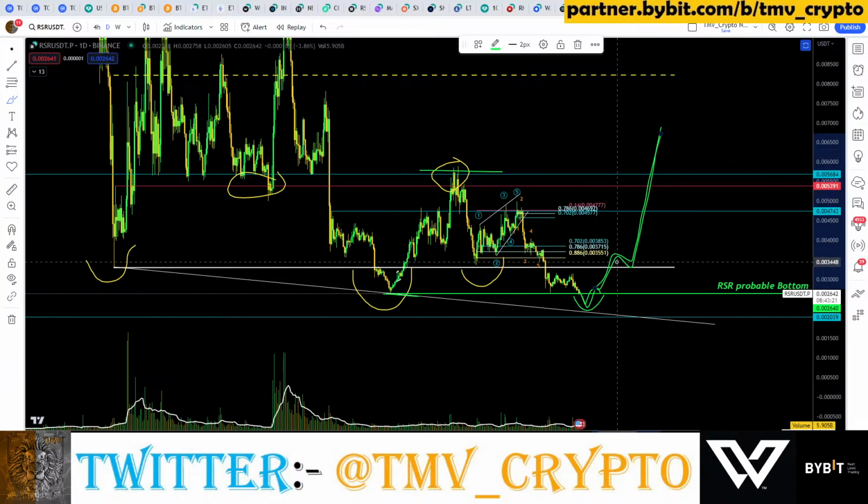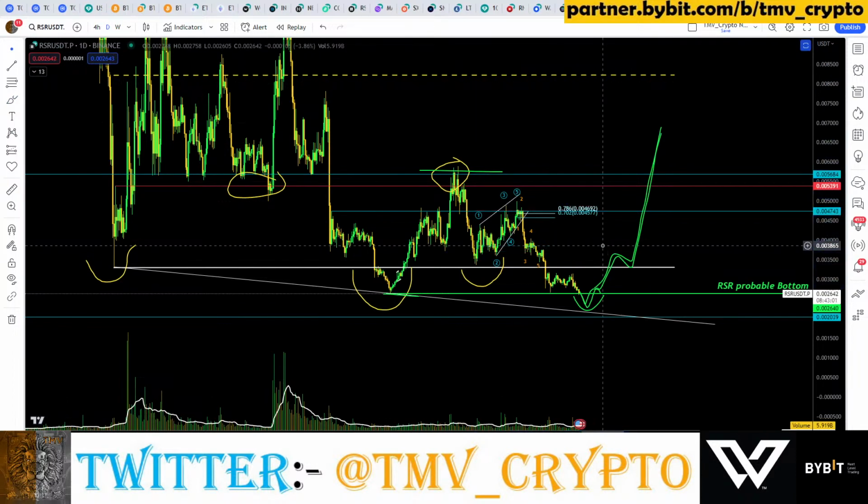Even if you have bought at the levels I mentioned at 0.0037, I think I bought a good bag on the RSR around 0.003. So I was expecting these levels to hold, but it just dumped. The 0.886 Fibonacci did not hold at those levels, if you remember. So I'm just going to hold it because I know that RSR is going to give us a good pump.